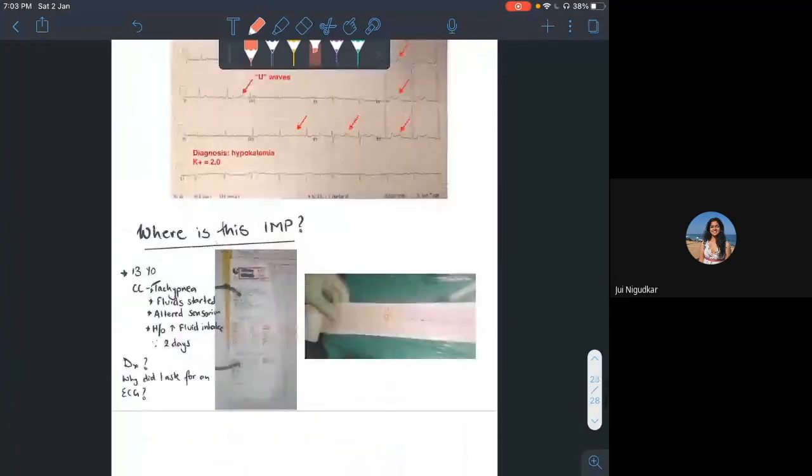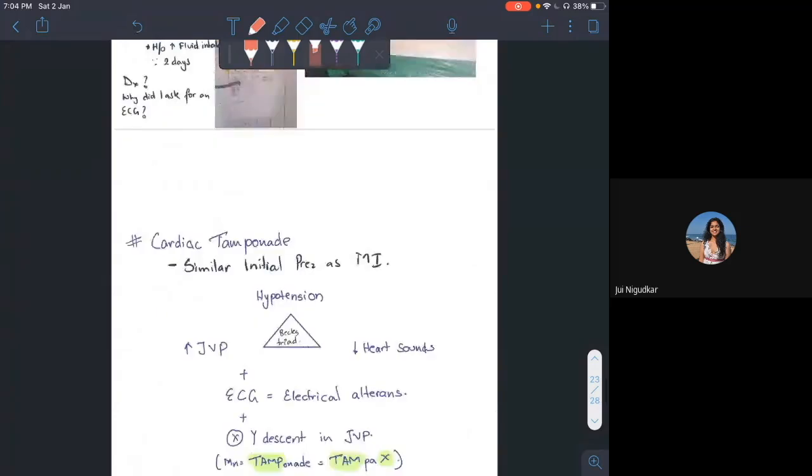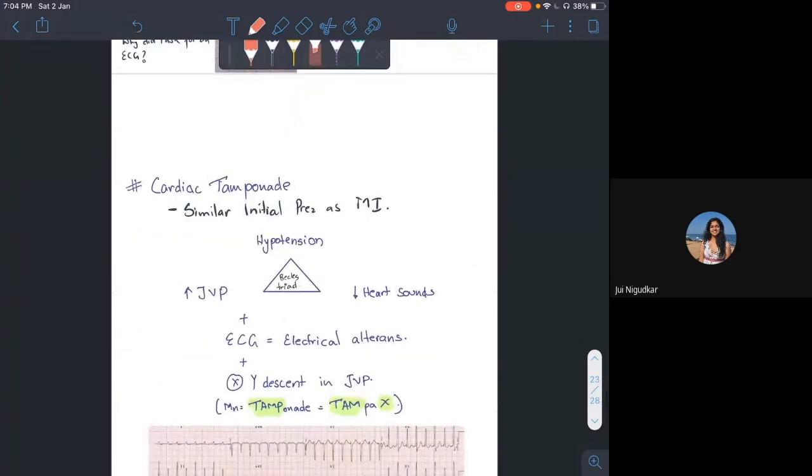But if you have a patient with DKA and you see that his potassium levels are low, you need to take an ECG. You need to see if he has a flattened T wave or a U wave, and if he does, he needs to be started on potassium administration via central line.